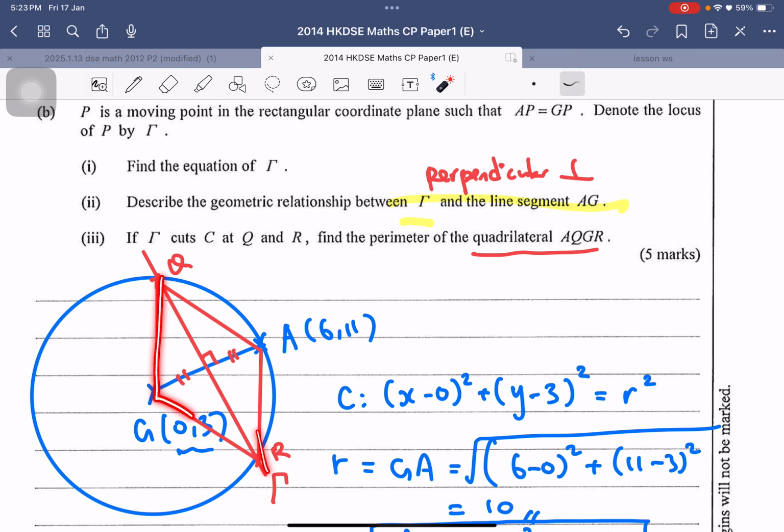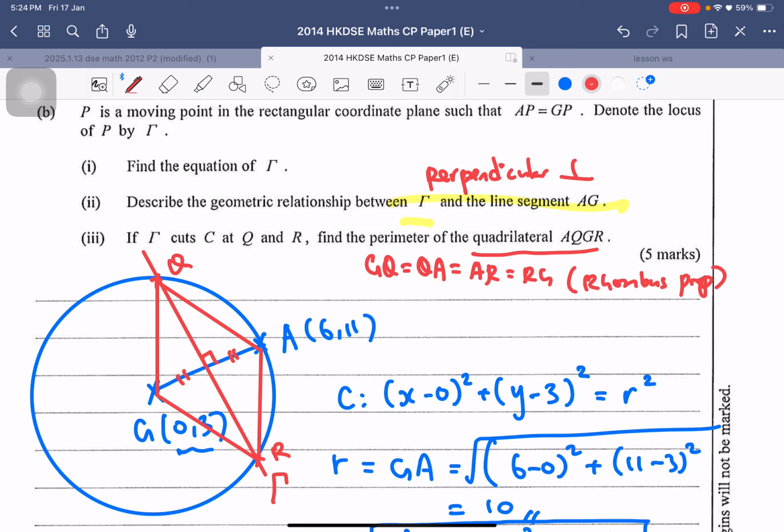What is this? This is the rhombus, isn't it? Why is this a rhombus? Because all sides are equal. Did they tell you all sides are equal? No, you can't say that. But the property of a rhombus is that the diagonals bisect each other, and these two are the same length, so these two must be the same length as well. So now we can say GQ is equal to QA is equal to AR is equal to RG because this is actually a rhombus. It's the rhombus property.